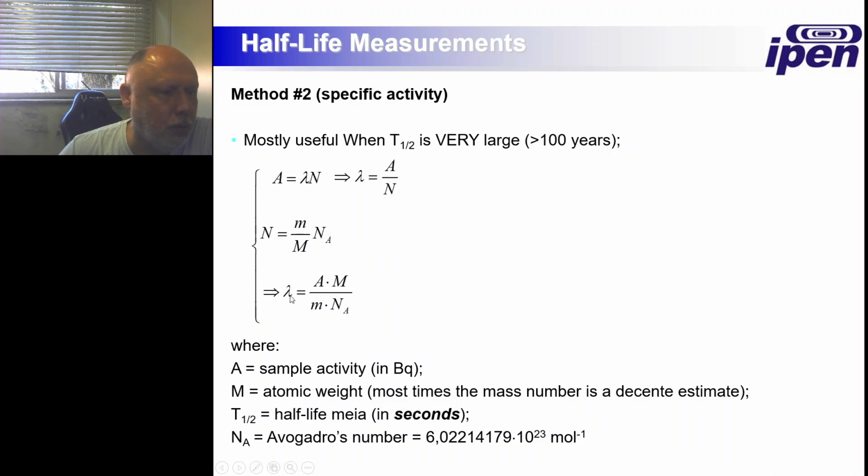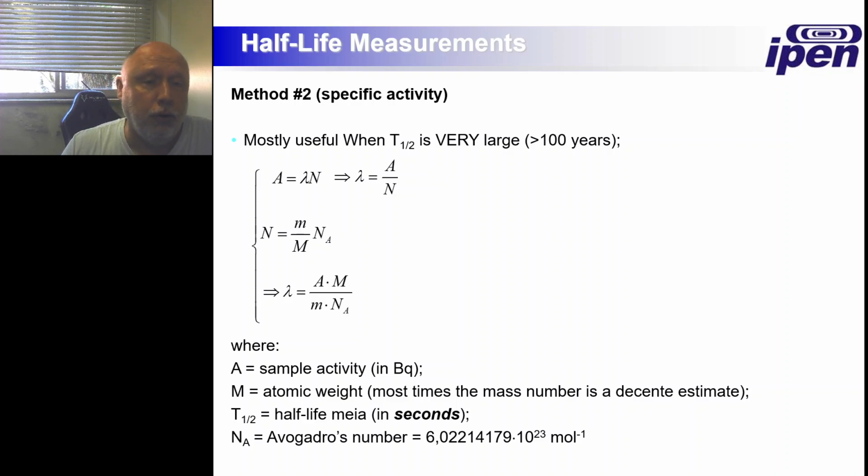So if we measure the activity of a sample at a given time, we know the molar mass of that nuclide, we know the mass of that sample, and we know Avogadro's number, then we get the decay constant. That's what we call the specific activity method. Very useful for very large half-lives.